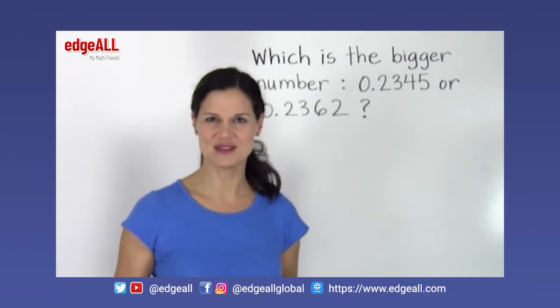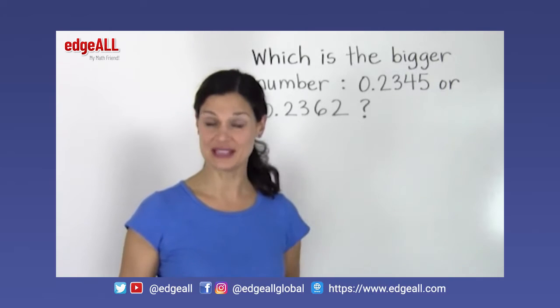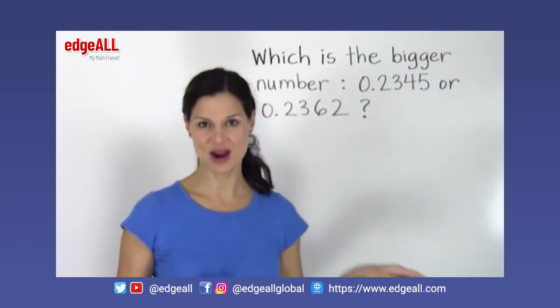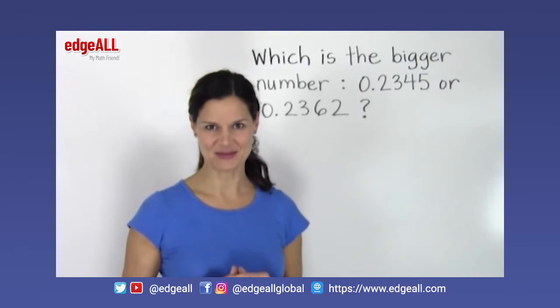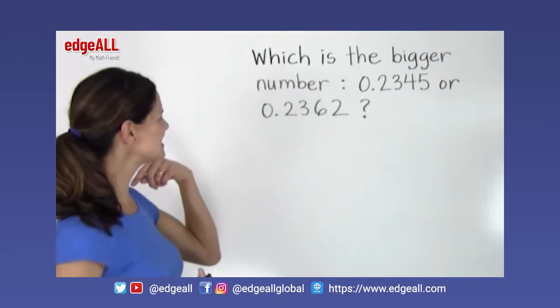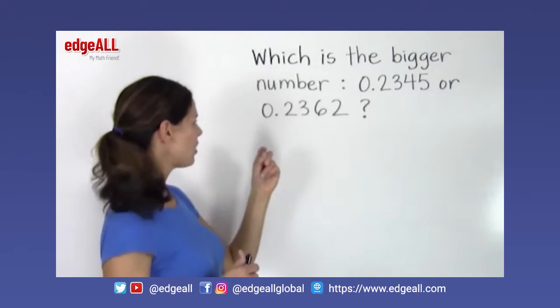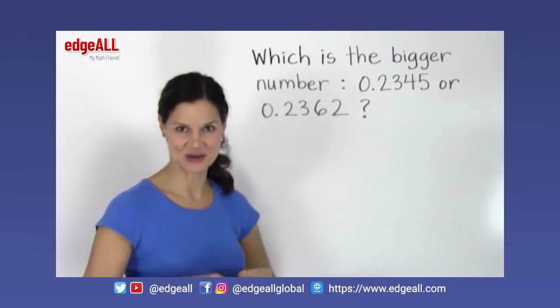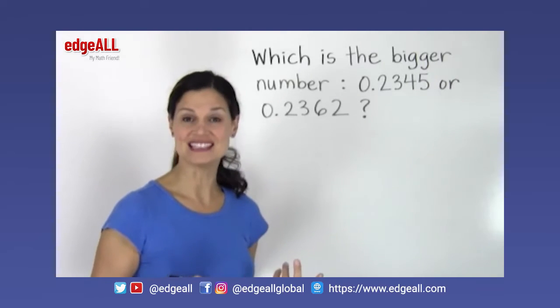There are two methods that we can use for comparing and ordering decimals. We can look at their place value or compare them on a number line. Let's begin by looking at place value. So our problem says, which is the bigger number, 0.2345 or 0.2362?